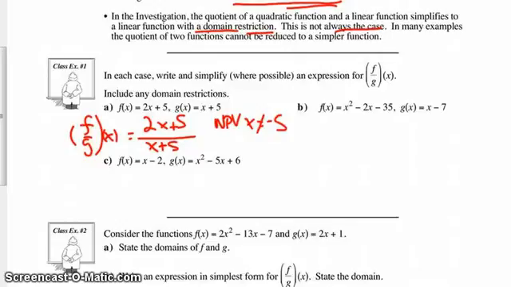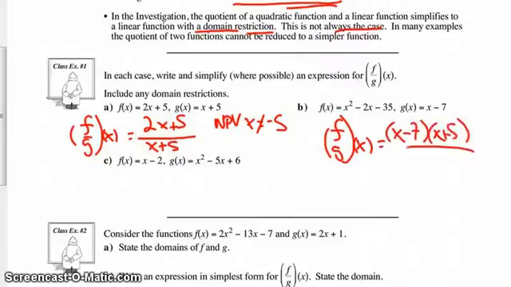In question B, we still want to do f over g at x, and so I'm just going to factor quickly: x minus 7 times x plus 5 all over x minus 7. So clearly we can see that this is going to simplify. That will simplify, but that does not change the fact that we still have a non-permissible value of x equals 7, x may not equal 7. So there is a restriction on that domain there.